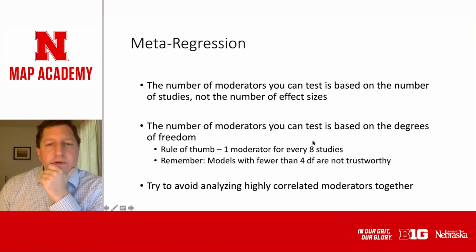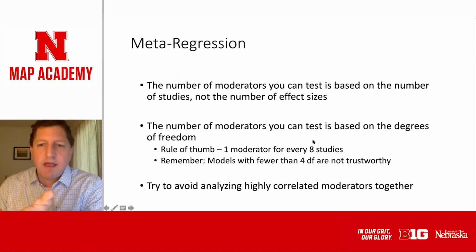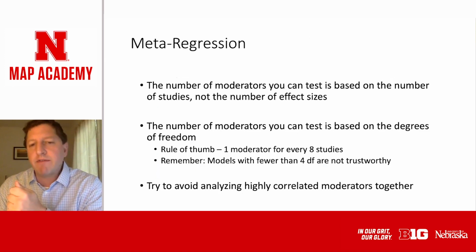When we do a meta-regression, basically it's the same as a regression model. So if you're familiar with regression models, then essentially you run it the same way. The number of moderators that you can include in your regression is based on the number of studies that you have included, not the number of effect sizes. The rule of thumb is that you can include one moderator for about every 8 studies.